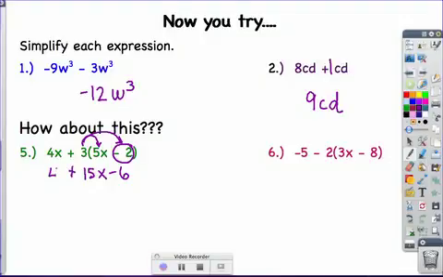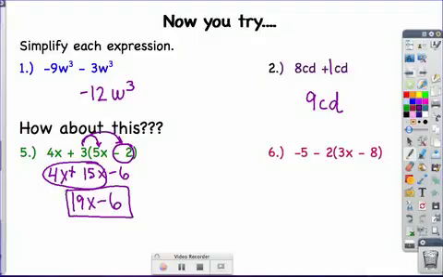For -5 minus 2 times the quantity of 3x minus 8, I'm distributing -2. This is the type of question when it's very important to circle this so I don't forget about that negative. -2 is being distributed to 3x and -8. So I get -6x plus 16 and bring down my -5. Combine the like terms, -5 and positive 16, so I get -6x plus 11.